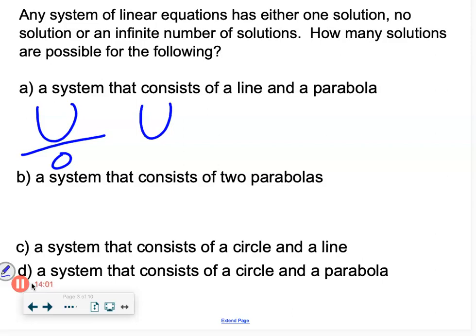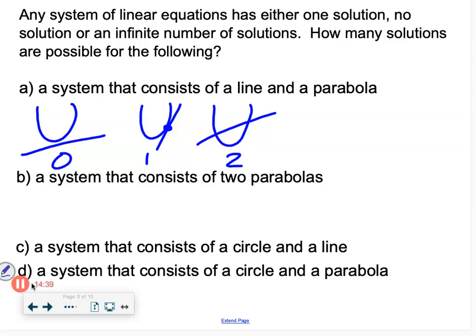It doesn't have to be at the vertex of the parabola. It could be along the side, and it'll still just intersect. It's what's called tangent. If it's tangent to the parabola, it's just going to touch that one spot. So, one solution. What else? 2. That's good. How do you get 2? If it just goes through it. Good. Can you have 3? No. 4? No. Infinite? No. You sure?